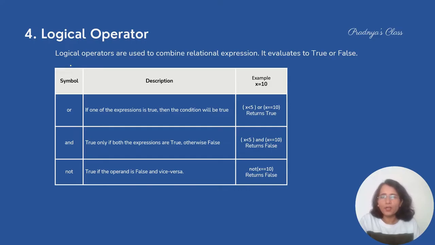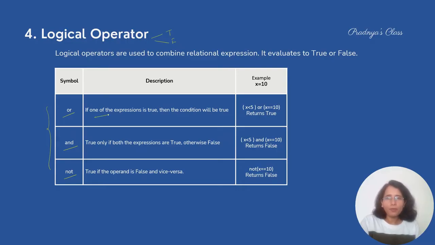Let's discuss one more important operator, that is logical operator. It is used to combine two or more relational expressions. It also evaluates either true or false. So here are the three logical operators. First one is OR, the second one is AND, the third one is NOT. All these operators we have already studied in the chapter Boolean logic. If you didn't check out that video, please go and watch it.